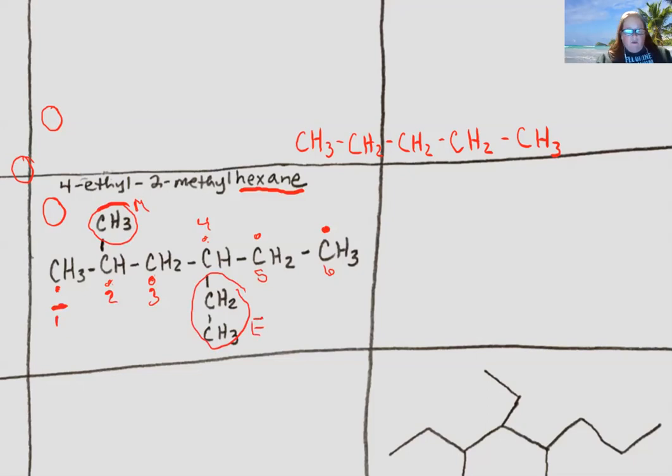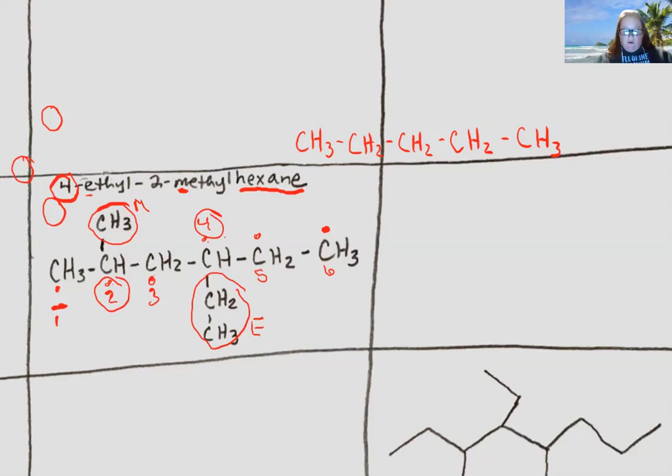So when we're naming, we have to start with the branches first, and we have to do it alphabetically rather than numerically. So ethyl starts with an E. We start with ethyl, and then we have methyl. So we have to attach the number that the ethyl is associated with, and since it's associated with the number 4 carbon, we use the number 4. So 4-ethyl 2-methylhexane. So we have the methyl group on the second.